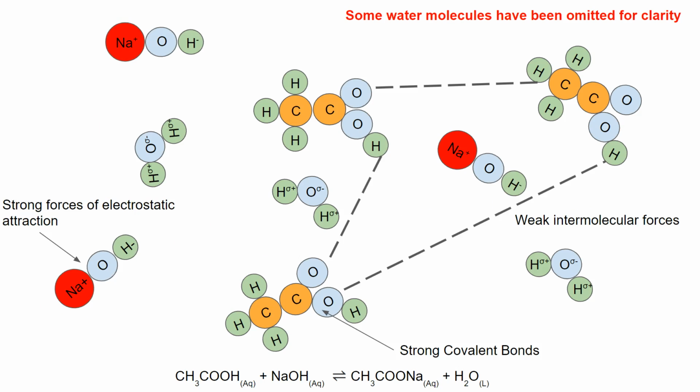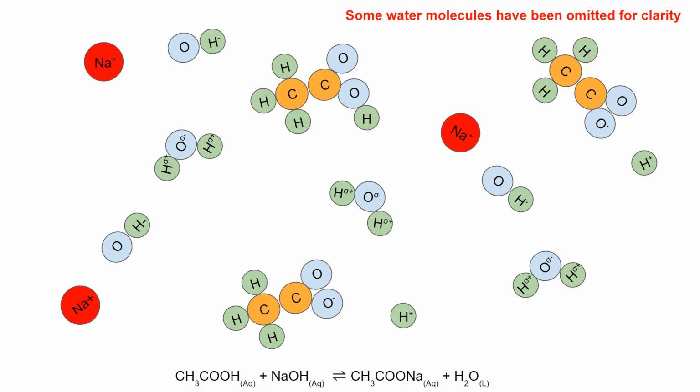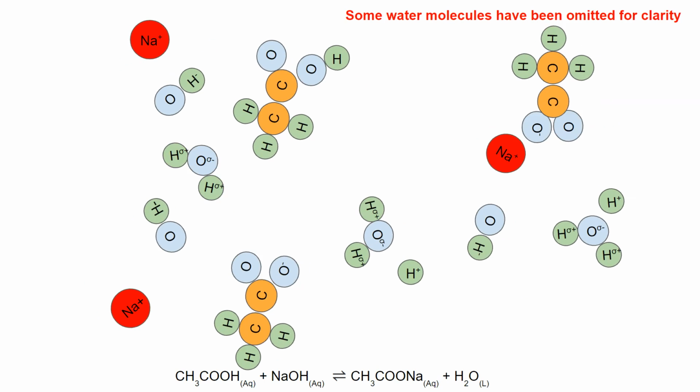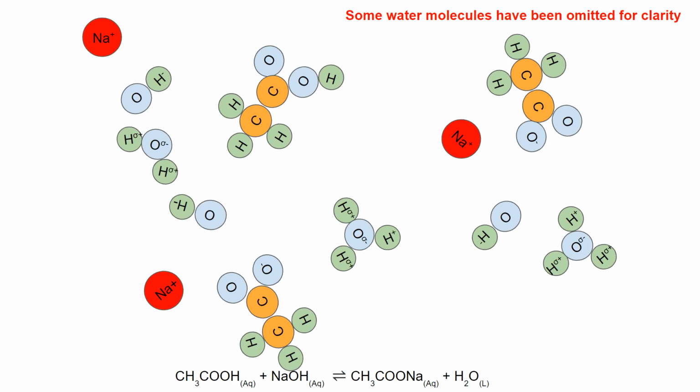When the two solutions are mixed, we observe that ethanoic acid, or more commonly known as acetic acid, dissociates only partially into CH3COO- acetate ions and H+ ions, which react with water to form H3O+ hydronium ions. Whereas NaOH ionizes completely in water to form Na+ and OH- ions, as it is a strong base.